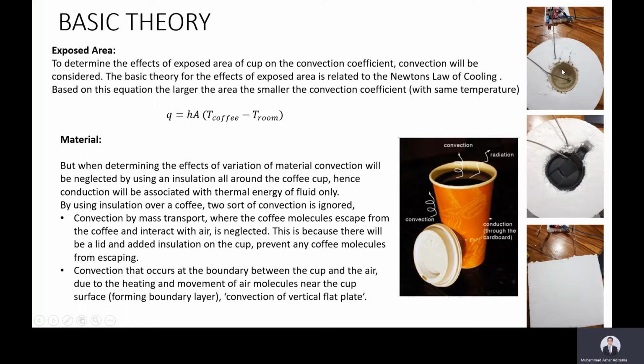So from this diagram alone, we will only have convection related to the thermal energy, and conduction will be neglected. For the material aspects, we want to associate the thermal energy of the fluid with only conduction. Therefore, we need to neglect the convection, and this can be done by insulating every wall of the cup, all around the cup essentially. Therefore, we will neglect the convection by mass transport, from the coffee to the air, and we will also neglect the convection that occurs at the boundary between the cup and the air, or in other words, the convection that occurs through the walls of the cup.